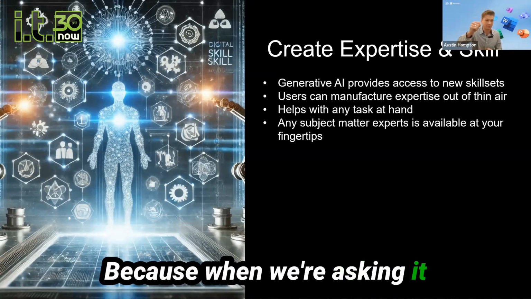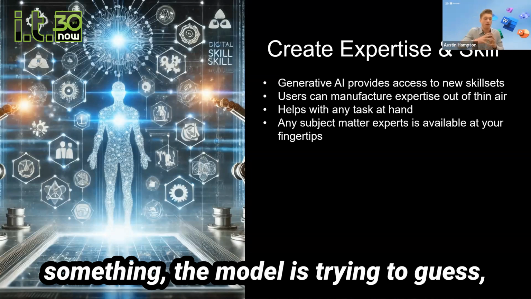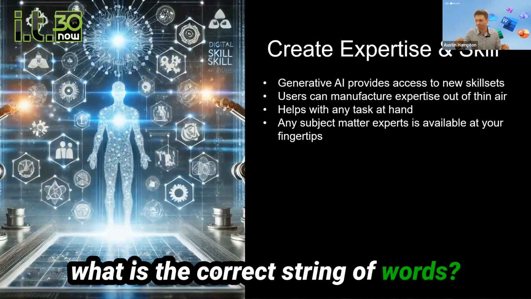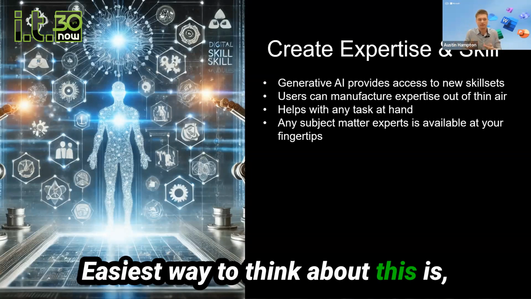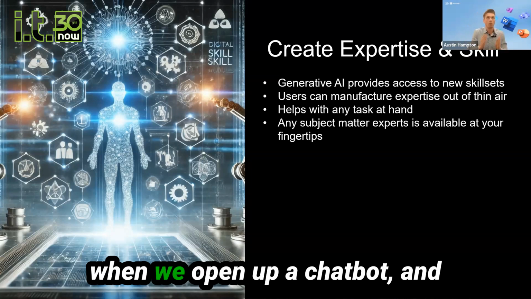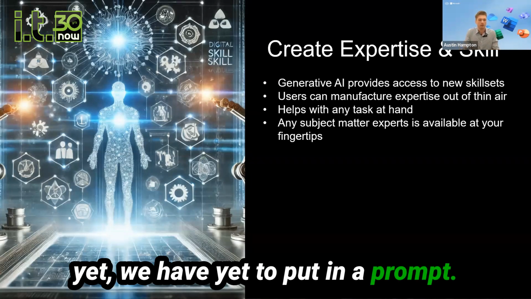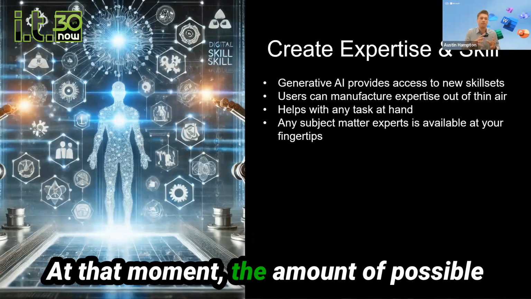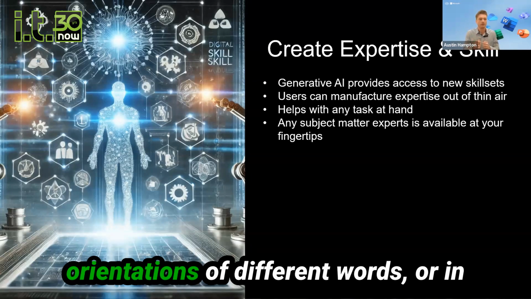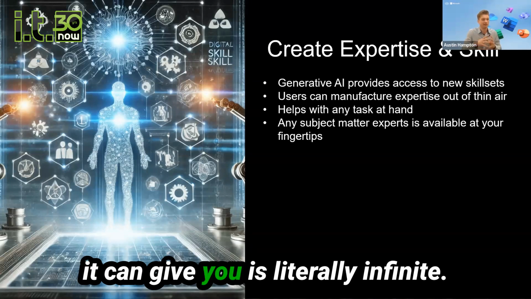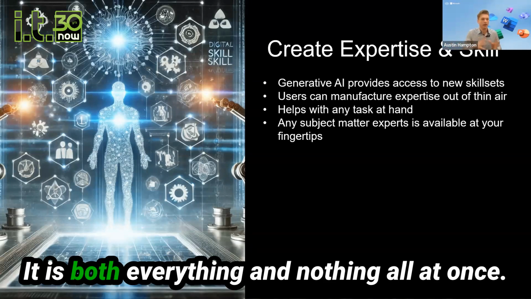Because when we're asking it something, the model is trying to guess what is the correct string of words. Easiest way to think about this is when we open up a chatbot and we have nothing in the text box yet, we've yet to put in a prompt. At that moment, the amount of possible orientations of different words, or in the model's language, tokens, that it can give you is literally infinite. It is both everything and nothing all at once.